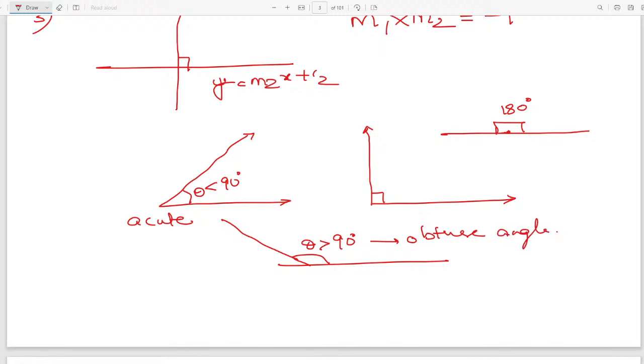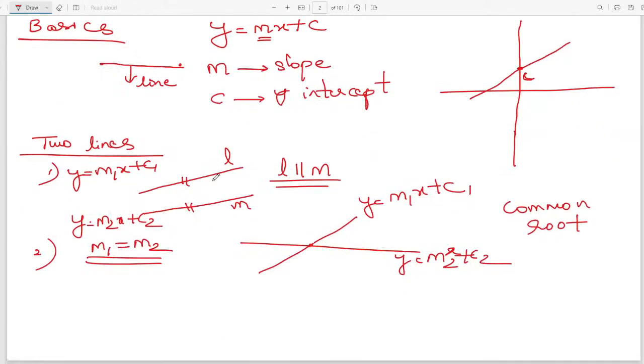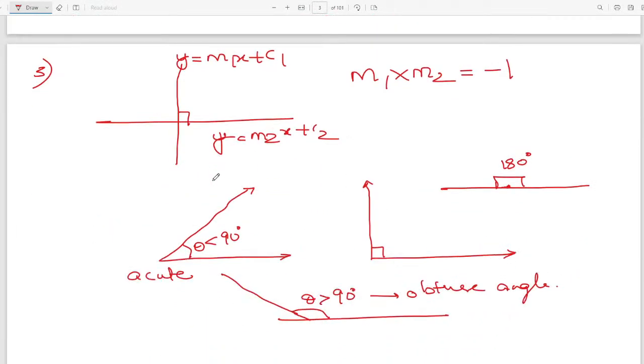I hope things are clear till now. If you have any doubt, you can post your query in the chat section for the parts covered in these two pages. If it's clear, please let me know, and I'll move to the next part.